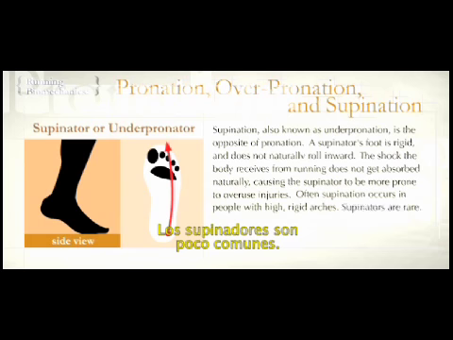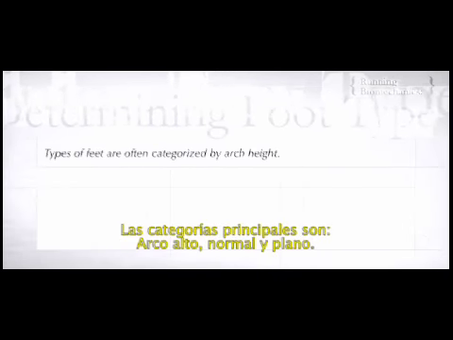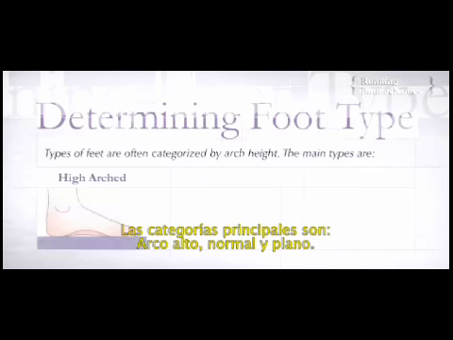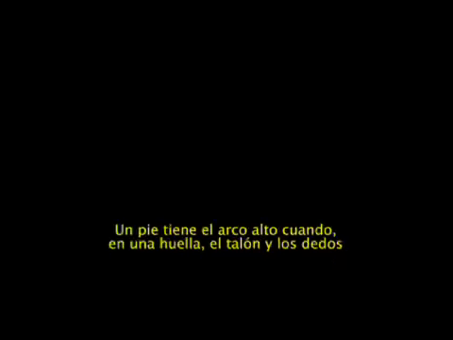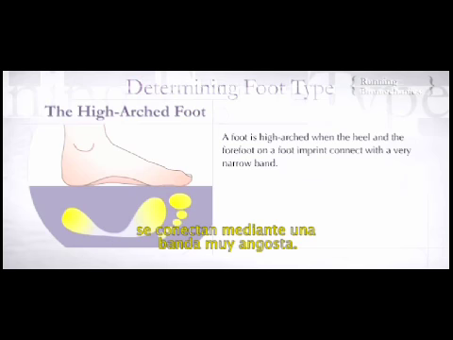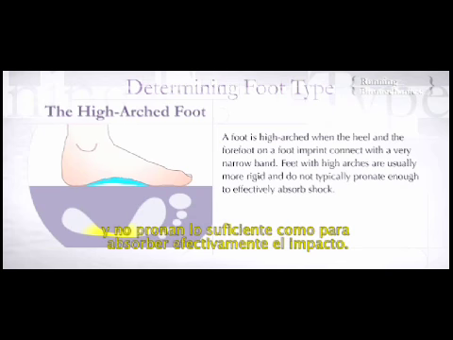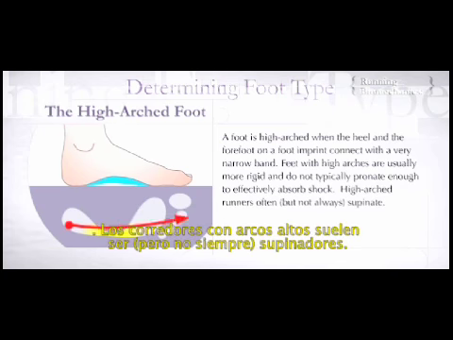Supinators are rare. Types of feet are often categorized by arch height. The main types are high-arched, normal, or flat. A foot is high-arched when the heel and the forefoot on a foot imprint connect with a very narrow band. Feet with high arches are usually more rigid and do not typically pronate enough to effectively absorb shock. High-arched runners often, but not always, supinate.